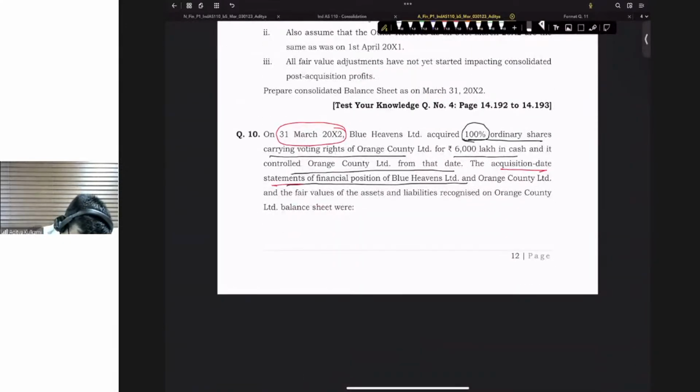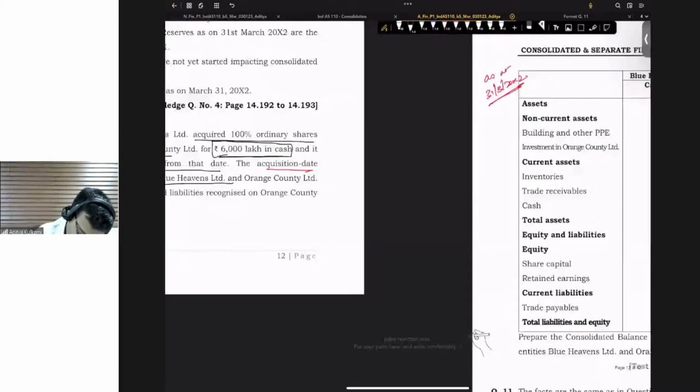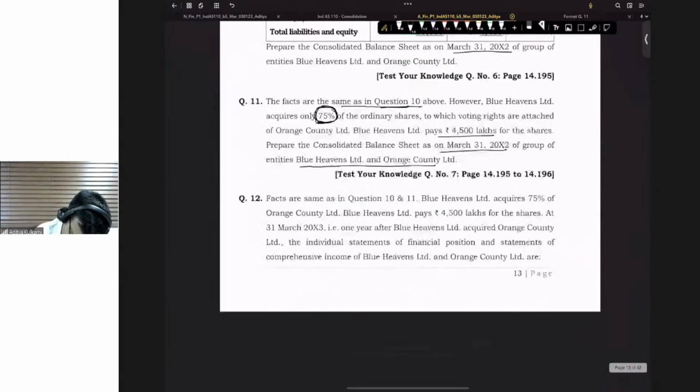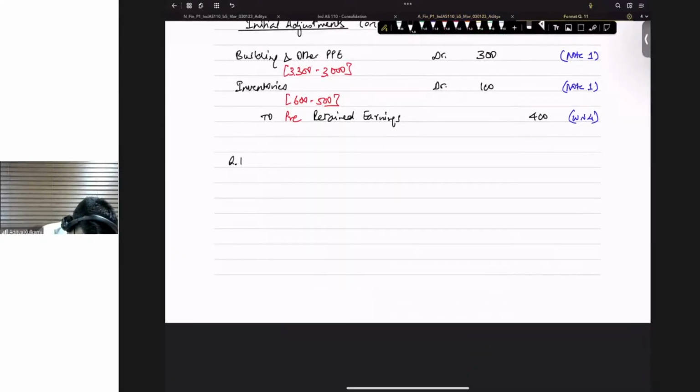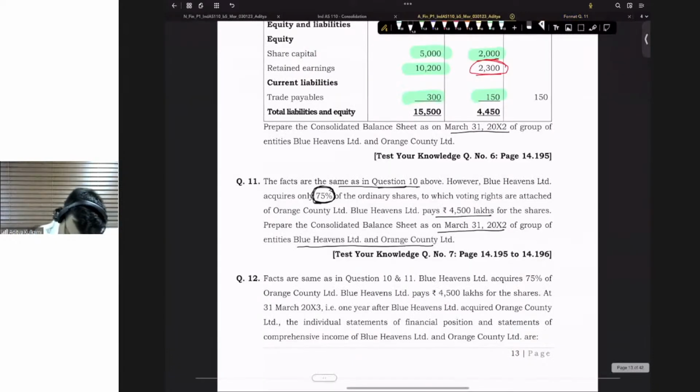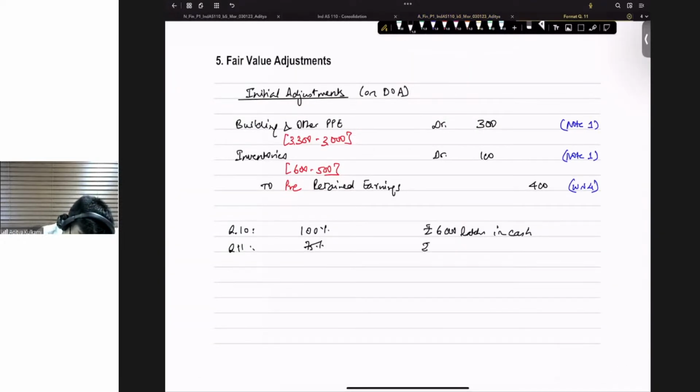See, question number 10 tells you 100% ordinary shares are acquired for 6,000 lakhs in cash. Okay. So question 10: 100% acquired, 6,000 lakhs in cash. Question 11 adds that facts are same as in question 10 above, but Blue Limited acquires only 75% for rupees 4,500 lakhs in cash.